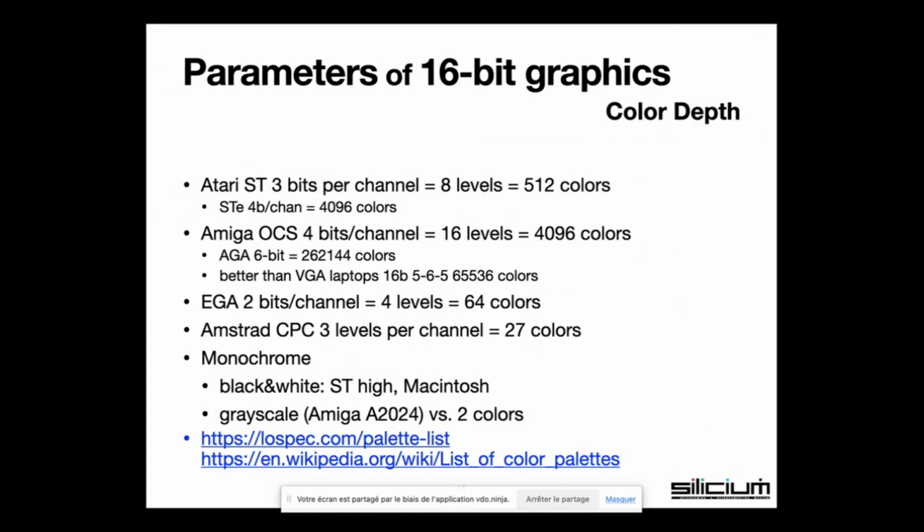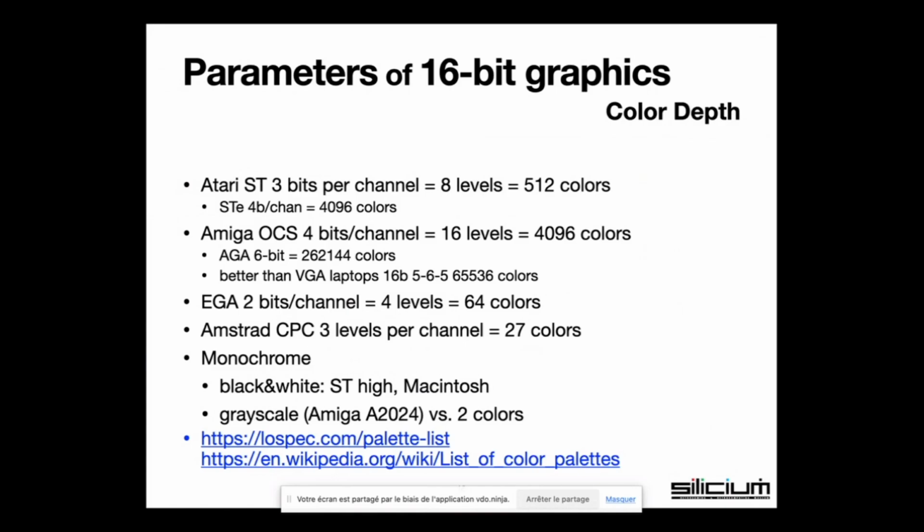And the improved AGA Amigas had 6 bits, so 64 levels instead of 16 levels per color, hence the total of 260,000 colors, which was actually better than, say, the early color laptops that usually had only 5 or 6 bits per channel in order to fit in a 16-bit pixel. So on the Amiga, it was a bit better than that.